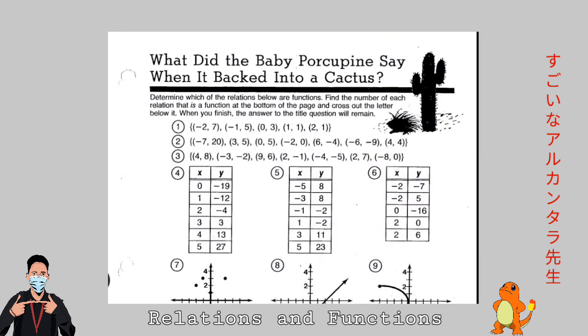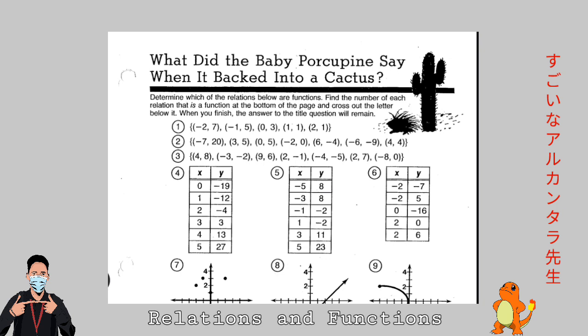What you're seeing on your screen right now is a worksheet from Pizzazz, which you can check out. These are things that could help you with learning more about different concepts. They use worksheets and some corny dad jokes that some of you will probably love to hate. The question here is, what did the baby porcupine say when it backed into a cactus?